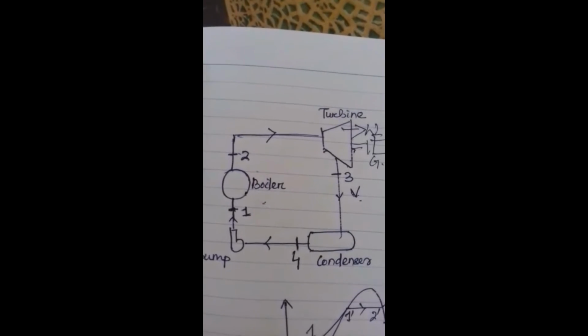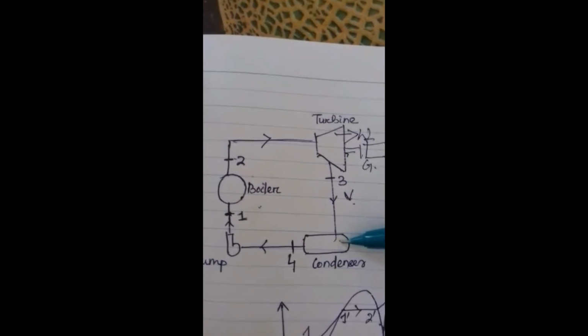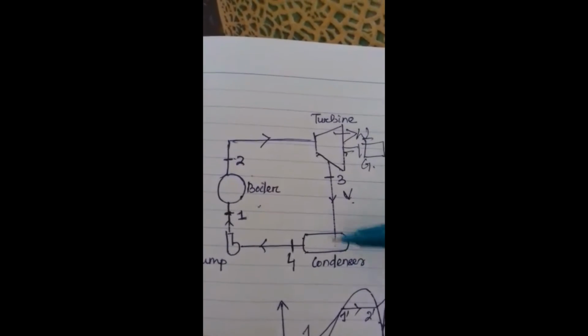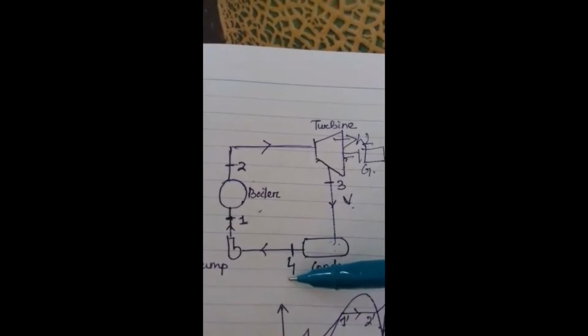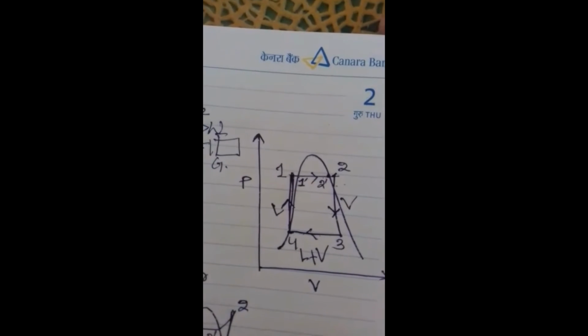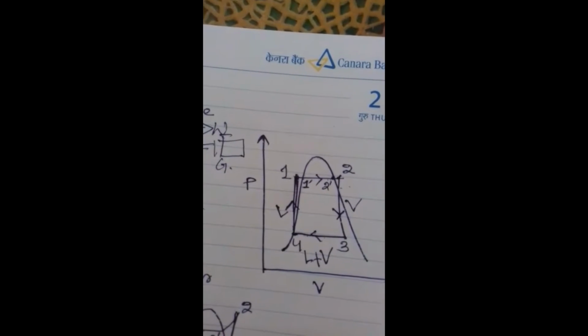Again we can see the line diagram in which the condenser is shown. The steam is coming out of the turbine at state 3 and entering into the condenser either as superheated vapor or saturated vapor, or it may be wet vapor. Then in the condenser it gets condensed, and saturated liquid will leave the condenser at state 4. We can see the PV diagram of the condensation process, that is 3 to 4.